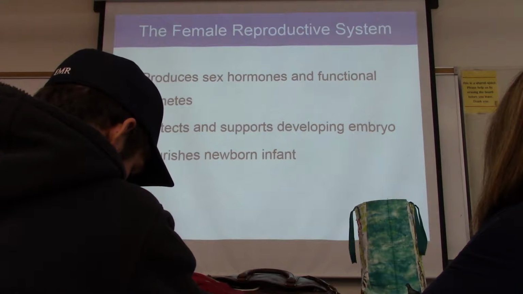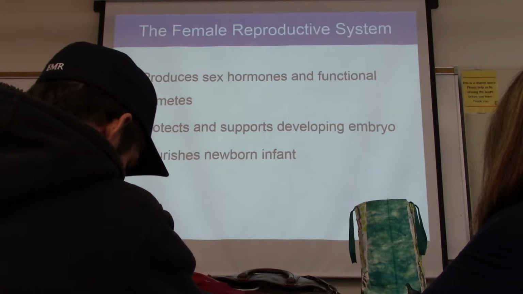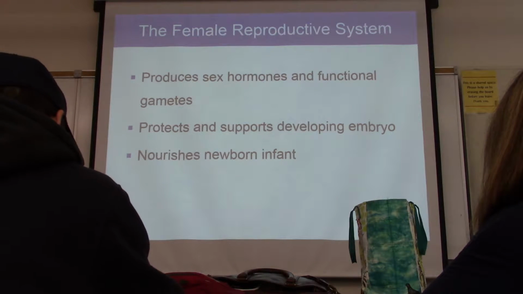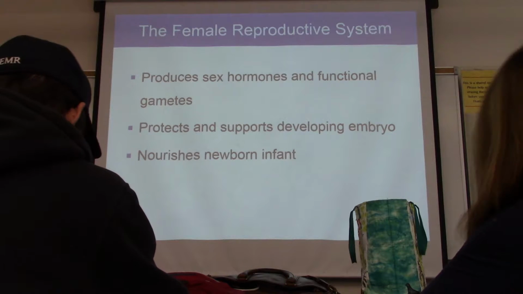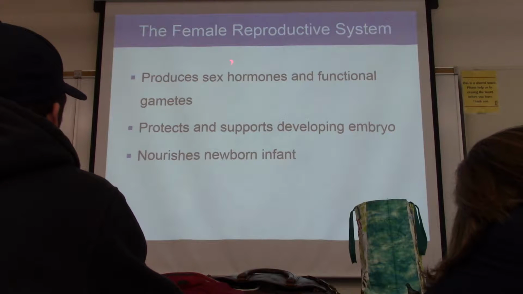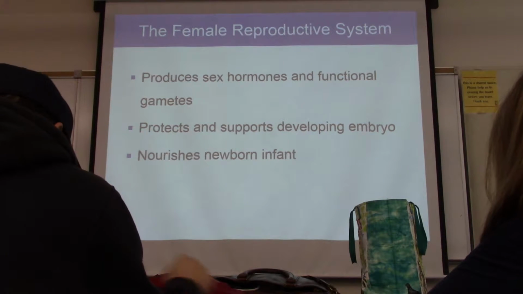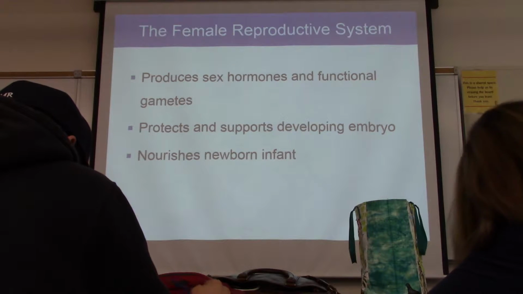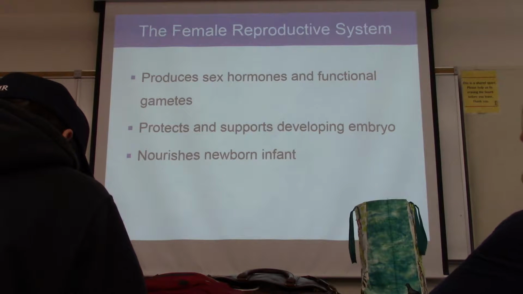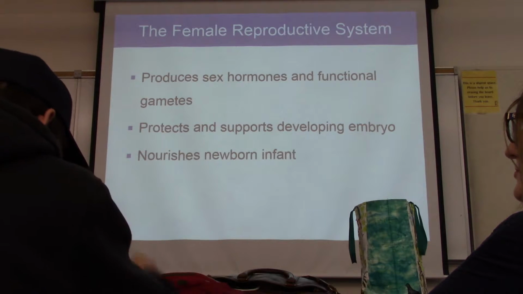The female reproductive system. Okay, let's start on it. The female reproductive system, just much like the male, is designed to both produce sex hormones and to produce functional gametes. The gametes are the eggs. Remember, the woman is only going to make 1 a month, whereas the men are making billions every day.